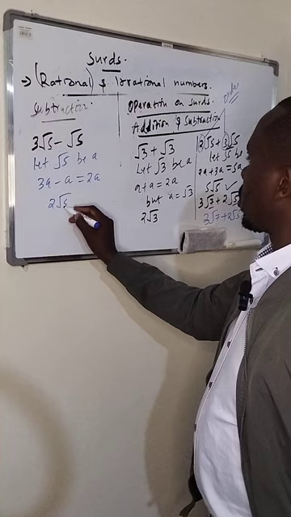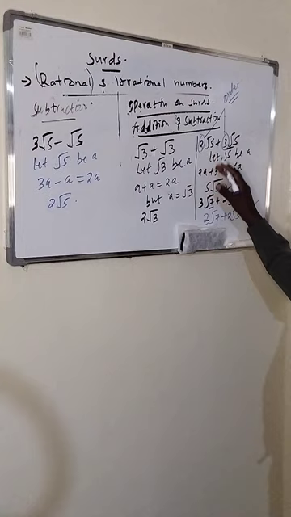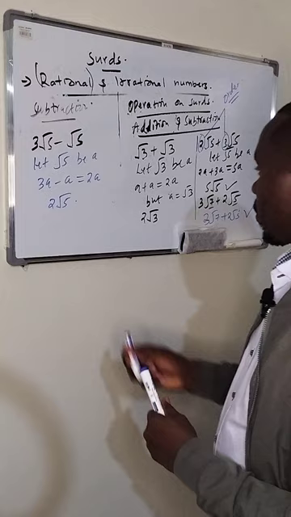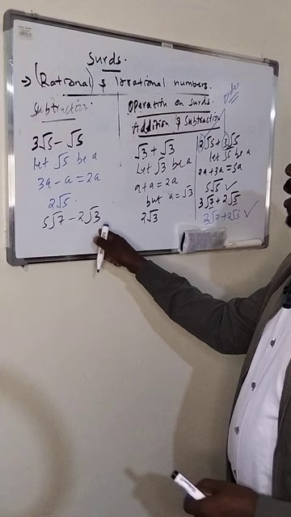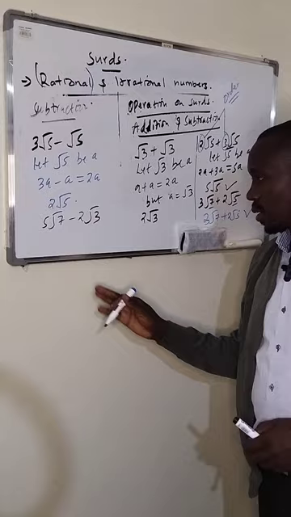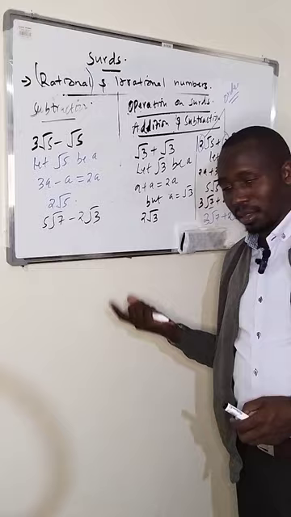Just like in our last example in addition, you will again notice that if you take an example, 5 surd 7 minus 2 surd 3. Again, these two numbers are not alike. So there is no way we are going to say let surd 7 be A and also surd 3 be A. These numbers are not the same. So our answer will be the question.